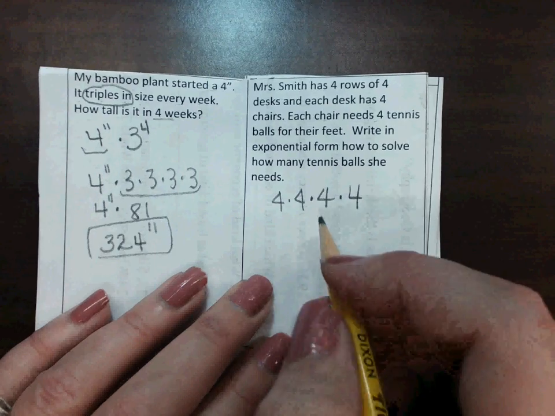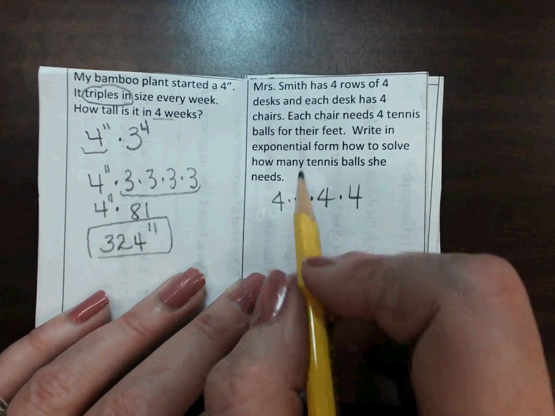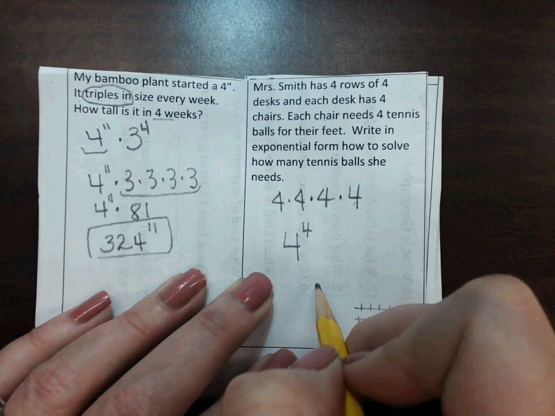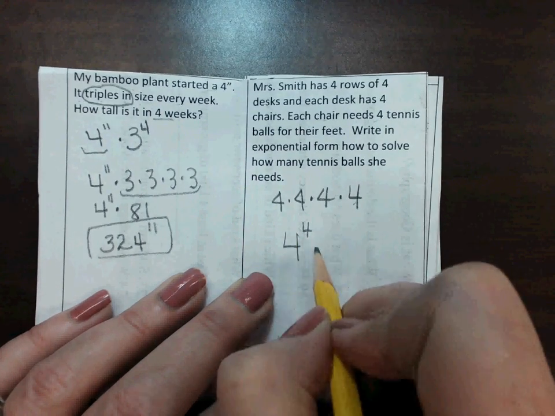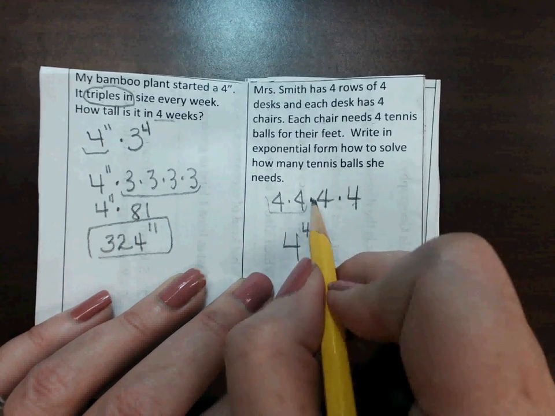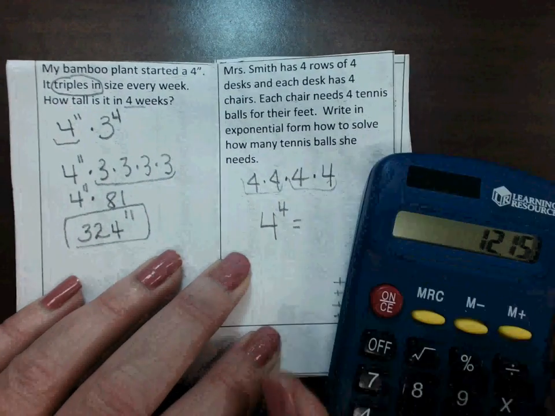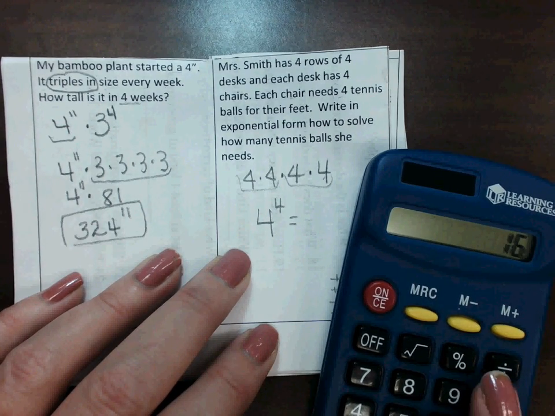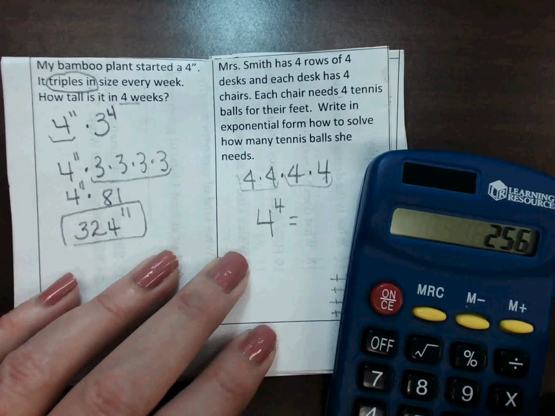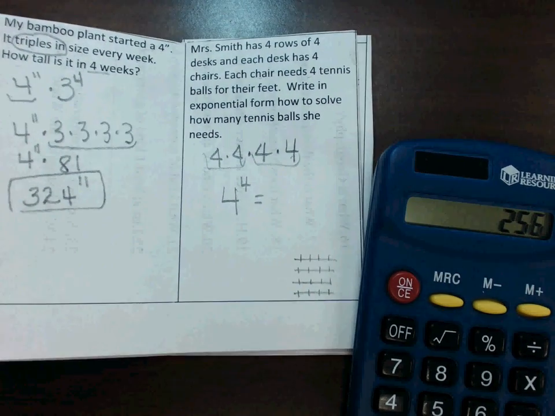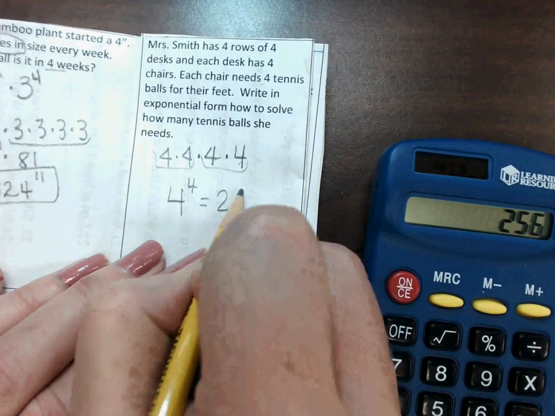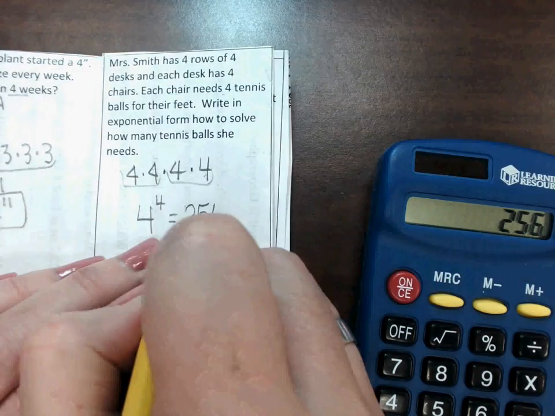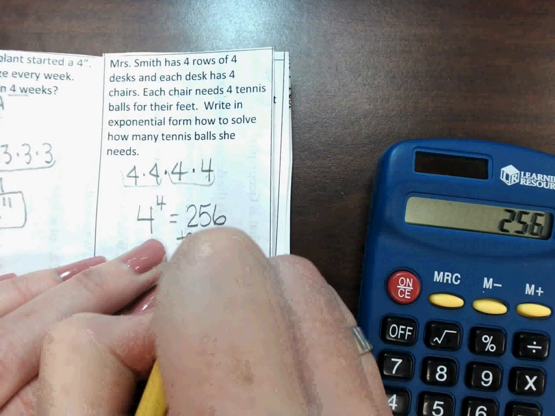Well, I think it looks tacky, so I personally wouldn't put tennis balls unless I had to. But here we go. 4 written 4 times. And how much would that be? I know that is 16 and that is 16. So getting my calculator, or if you happen to know your perfect squares, 16 times 16 is 256. Wow. 256 tennis balls.